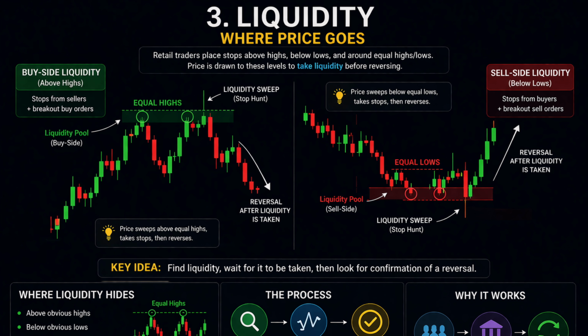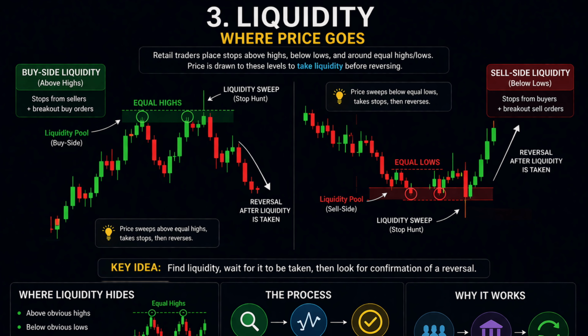That means equal highs and equal lows act like magnets. You'll often see price push into those levels, take the stops. This is called a liquidity sweep, and then reverse. So instead of buying right before equal highs or selling right before equal lows, we do the opposite. We wait for price to take the liquidity first. Then we look for confirmation that direction is changing. This alone will save you from so many trap entries.